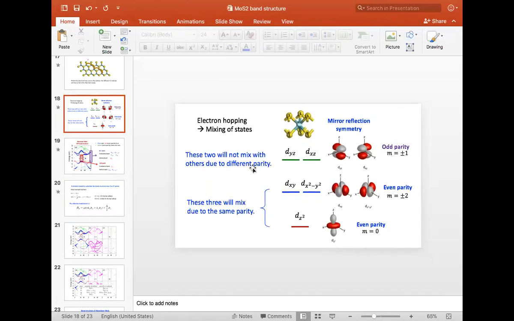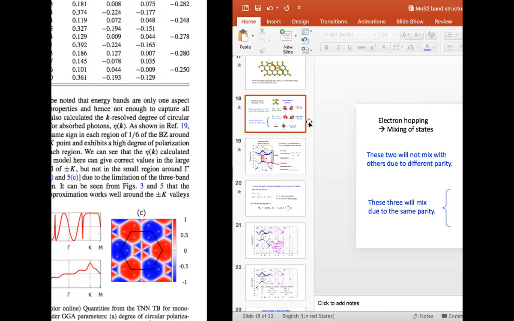These two, okay. dxy, dyz, and dxz. So these are basically the ML equal to plus and minus 1, plus and minus 2. So you have 3 levels separated. Okay, so this is because of the trigonal prism.